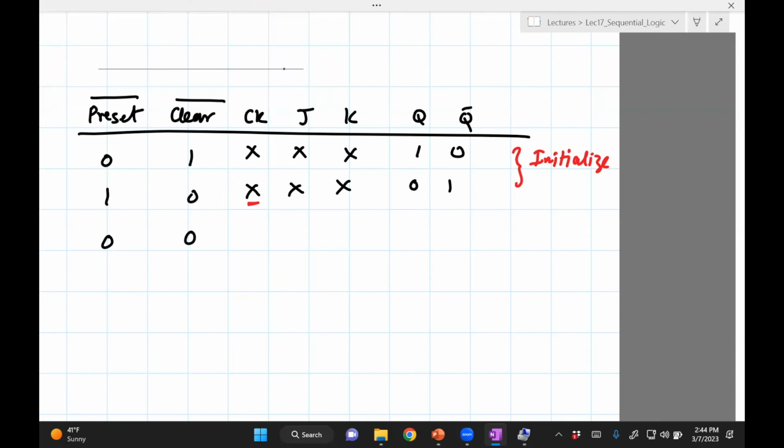What about 0 and 0? Turns out that you cannot do this. You should not do this. This is not going to work. It's not permitted.